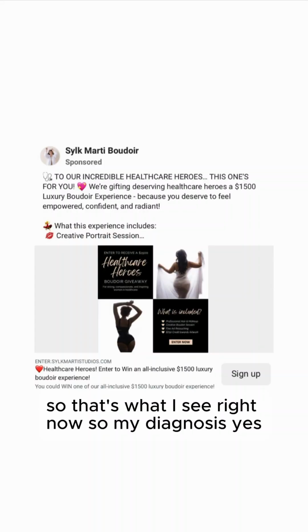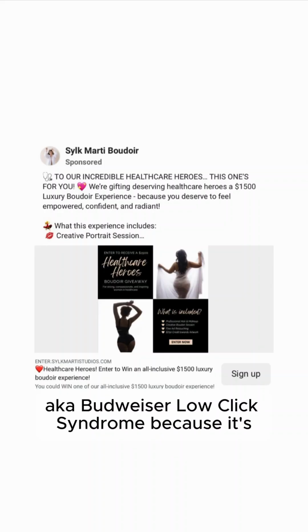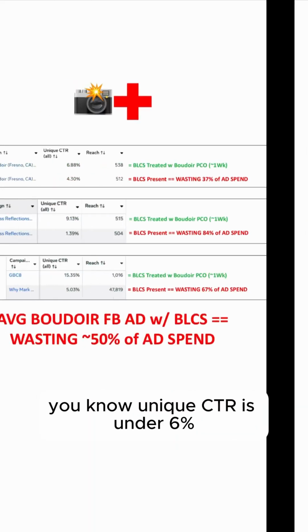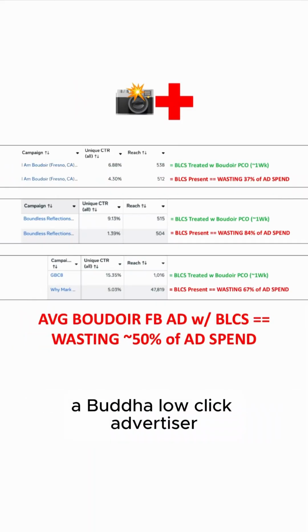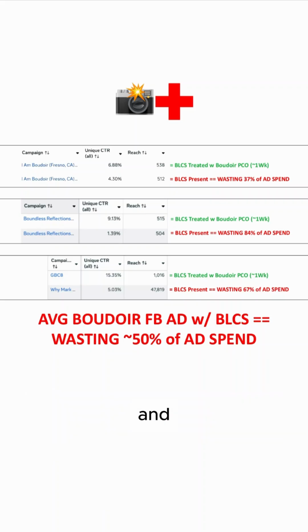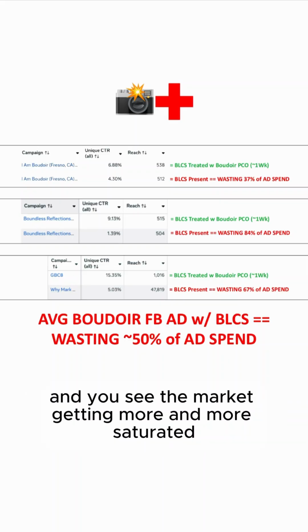So my diagnosis: yes, I do believe this boudoir Facebook ad has BLCS, aka boudoir low click syndrome, because its unique CTR is under 6%. So if you're a BLCA with BLCS, a boudoir low click advertiser with boudoir low click syndrome, with a unique CTR of your boudoir Facebook ads under 6%, and you're spending more than 10 grand a month on boudoir Facebook ads, and you see the market getting more and more saturated.